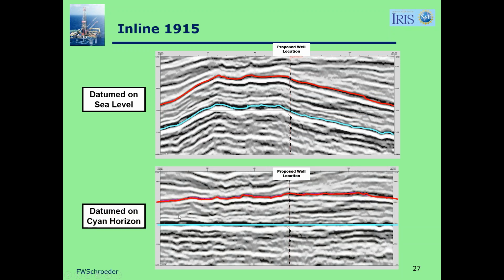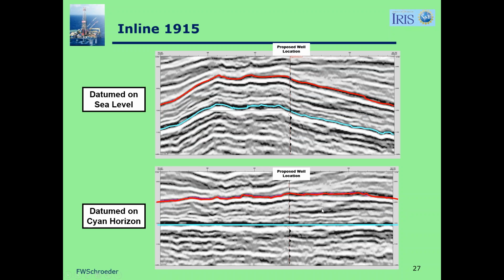And so this is the same seismic, but I've shifted all of the traces up and down, so my base reservoir cyan is now flat. And so now I can look at the thickness variations and other variations within the upper Latrobe targeted reservoir interval.